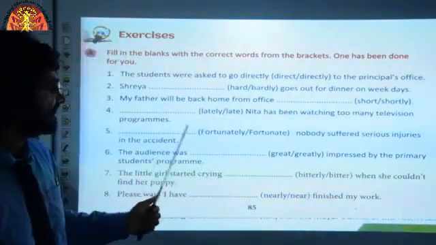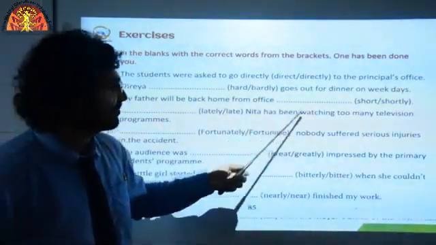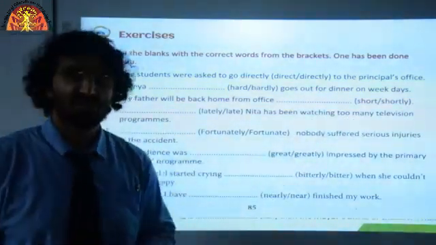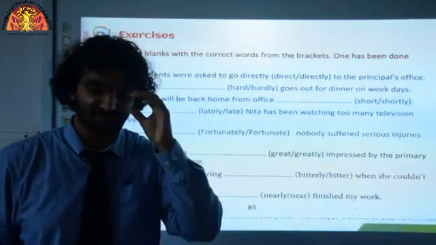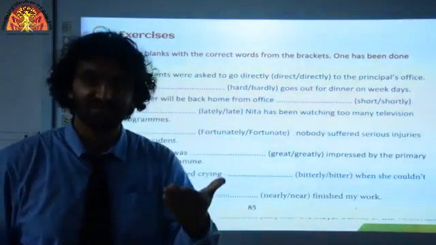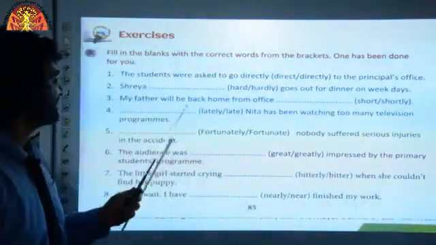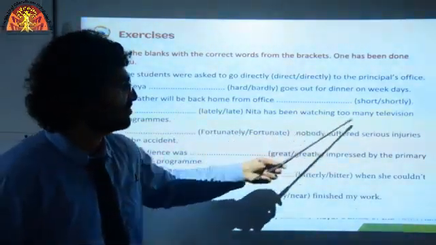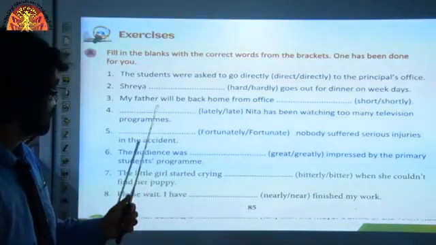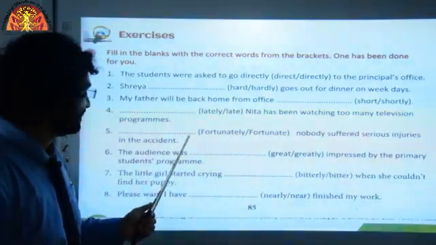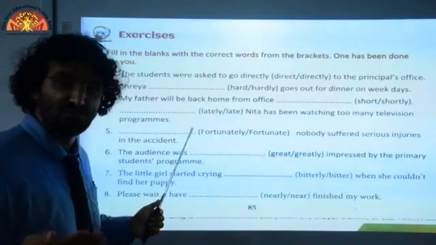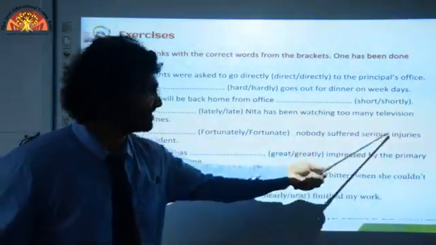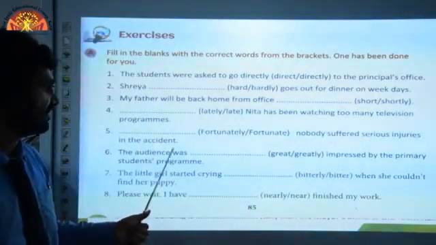Number 4. Dash Nita has been watching too many television programs. What should be the right answer? Can you think? Yes, try to think. Come on, come on. Yes. The right answer is lately. Lately, Nita has been watching too many television programs. We are going to do this 5th one, and then the rest of them you will have to do on your own. Dash, nobody suffered serious injuries in the accident.